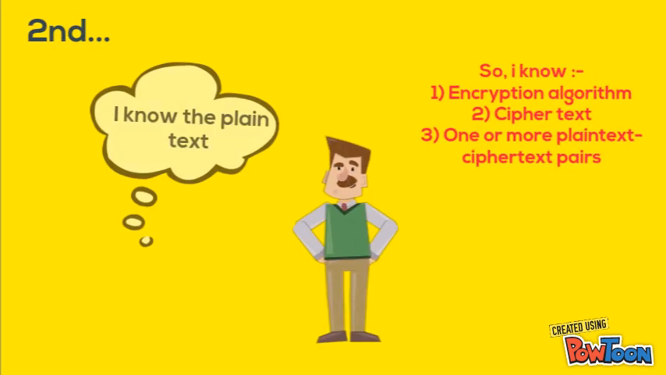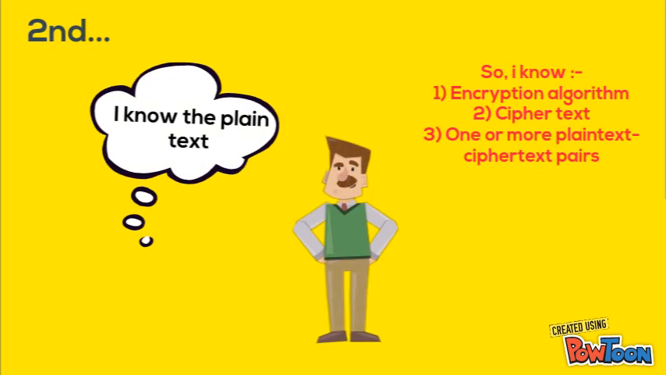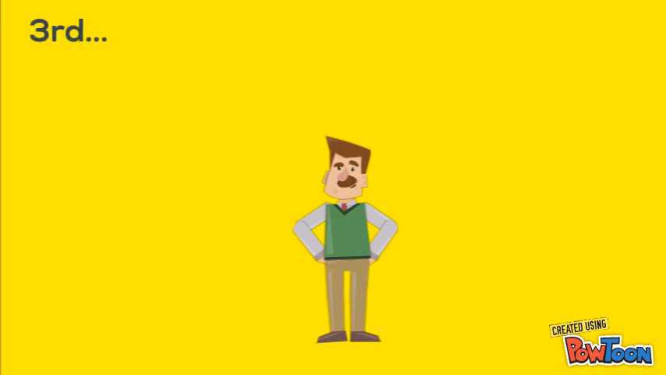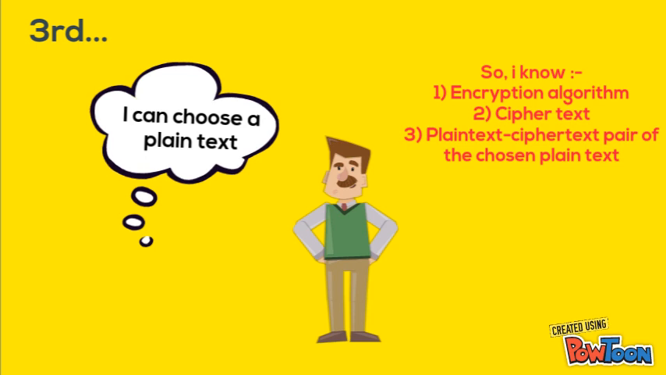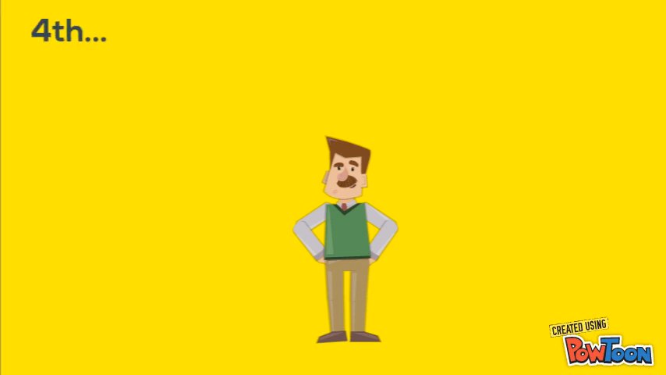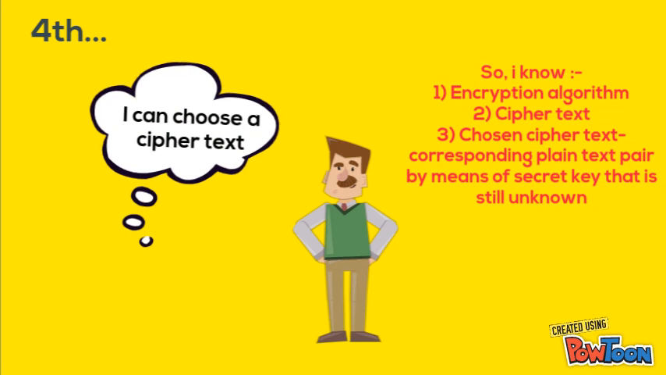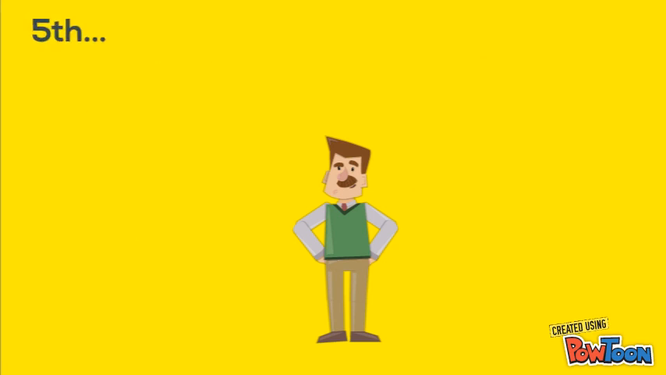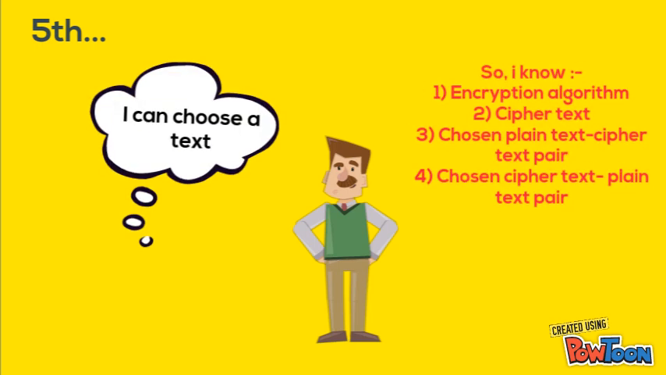Second is the knowledge in which plain text is known. Third is the knowledge in which the attacker can choose a plain text. Fourth is the knowledge in which he can choose a ciphertext. Fifth is the knowledge in which he can choose both a cipher as well as a plain text.